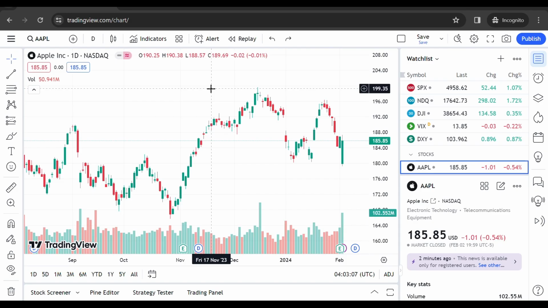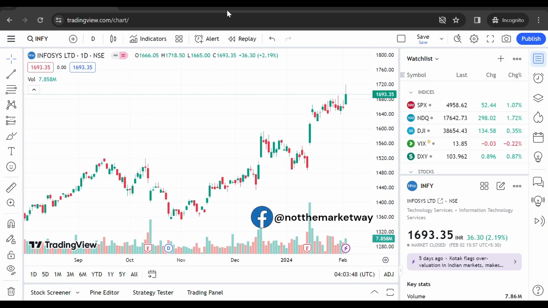tradingview.com/chart and you will land on this page. This site is free to use for everyone with basic features, and generally TradingView will give a timeout every 15 minutes. So create an account and use it so you won't get any timeouts.